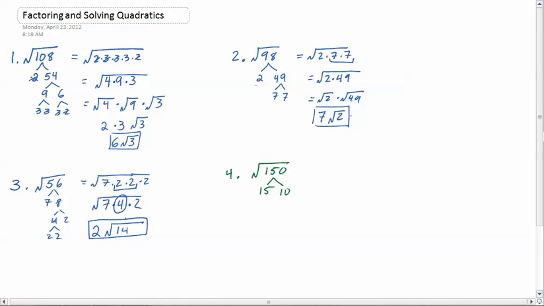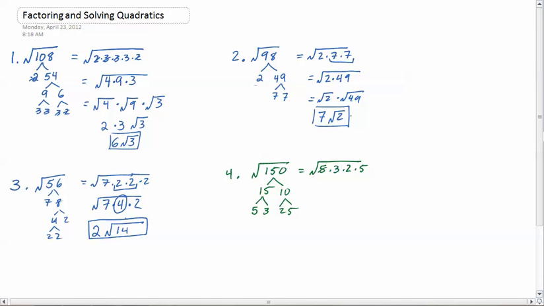Maybe you looked at it and said 2 and 75. Maybe you looked at it and you said 6 and 25. I don't know. Maybe you looked at it and said 3 and 50. It doesn't matter. In the end, when you factor this out, 5 times 3, 2 times 5, it's going to give you the same thing. So this will be the square root of 5 times 3 times 2 times 5.